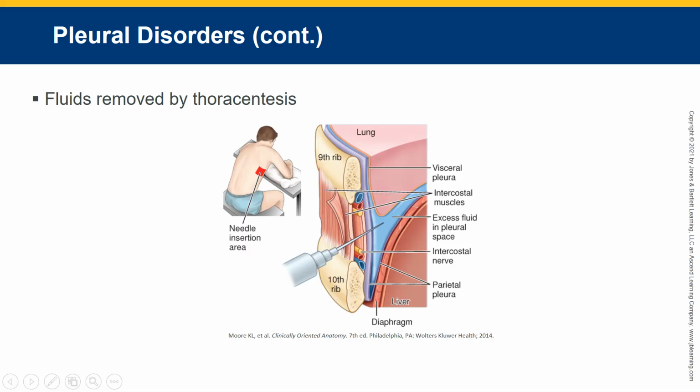If they find that there's a lot of excess fluid there, the way they initially treat it is they'll take a syringe and draw out some of that fluid to try and release the pressure and allow your lungs to be able to expand to capacity.